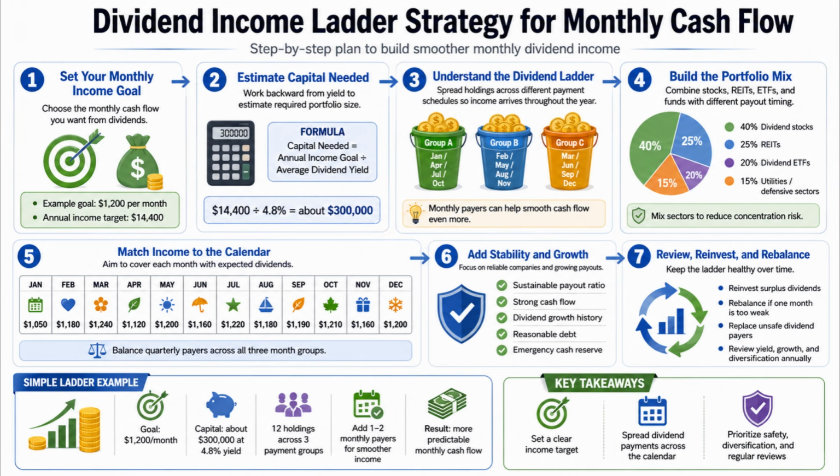In addition, 1 or 2 reliable monthly dividend payers may help smooth the cash flow even further. Then, build a diversified portfolio mix.